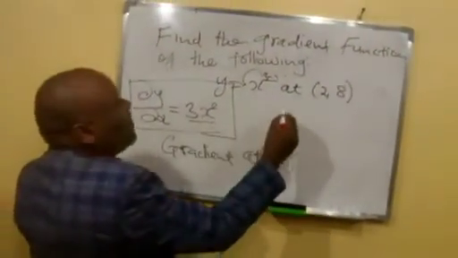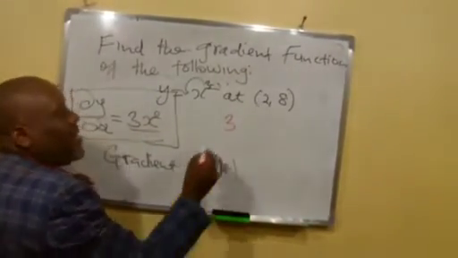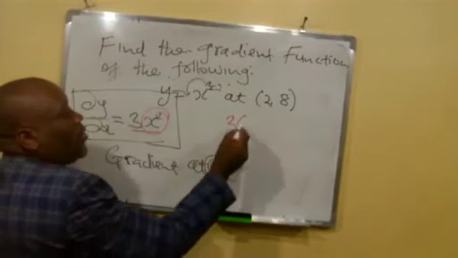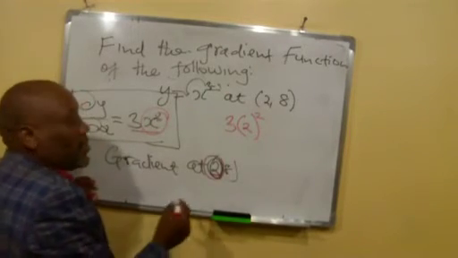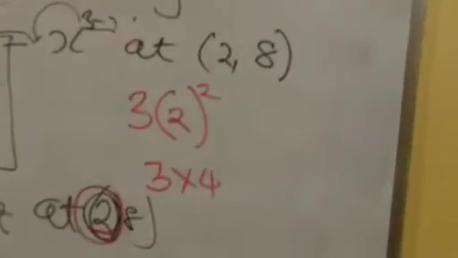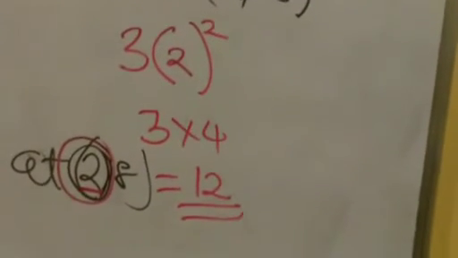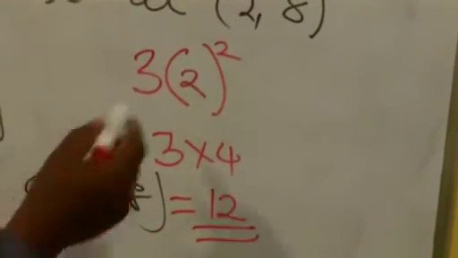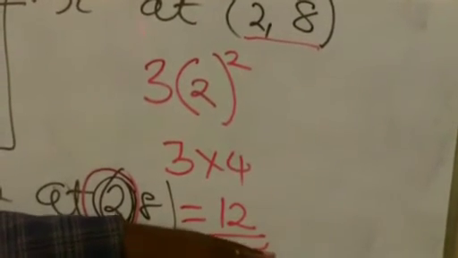So this one is going to be 3, and this is the coordinate of x. So where we have x, we are going to put 2. So we have 2, but this x is squared, we are going to square that one there. So we are going to have 3 times 4, and the answer will be 12. So the gradient of this curve at this particular point, 2, 8, is 12, and that will have been some good work there.